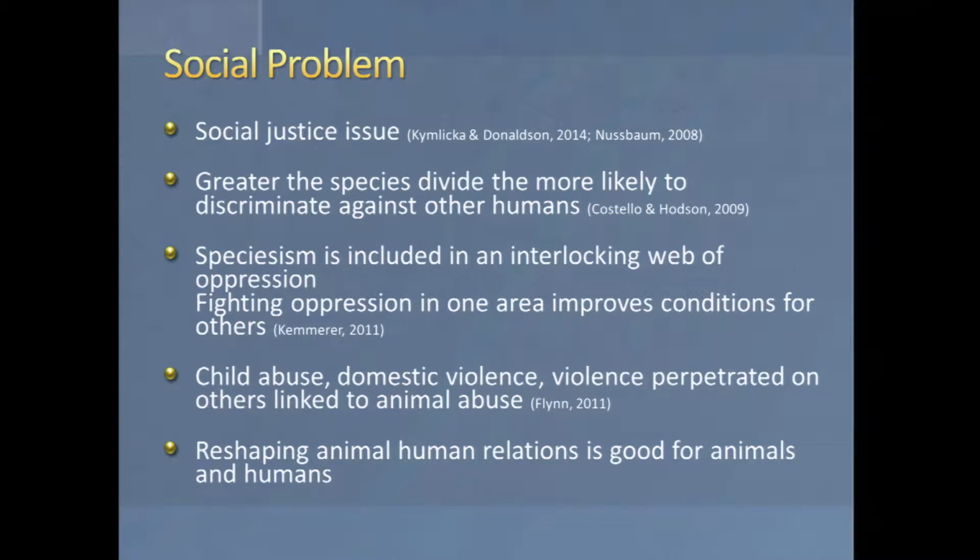Literature on child abuse, domestic violence, and violence perpetrated on others shows us there's a link with animal abuse. So reshaping animal-human relations is good for the well-being of animals and humans.